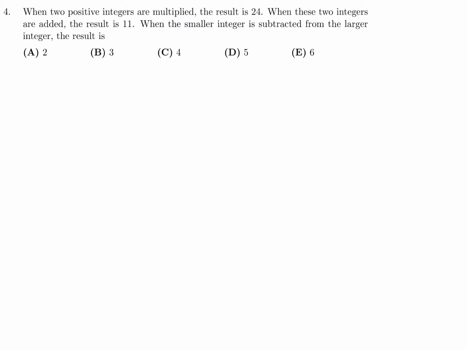When two positive integers are multiplied, the result is 24. When these two integers are added, the result is 11. When the smaller integer is subtracted from the larger integer, the result is? We have two integers. When they're multiplied, it's 24. When they're added, it's 11. So you just do this by inspection. What two numbers multiplied together equal 24? And those same two numbers added together equal 11.